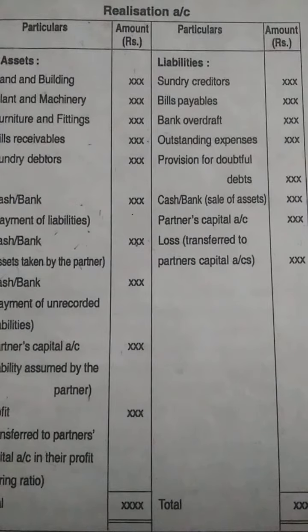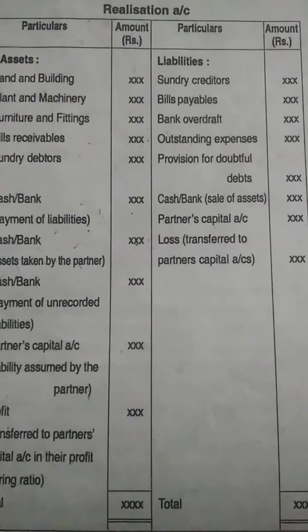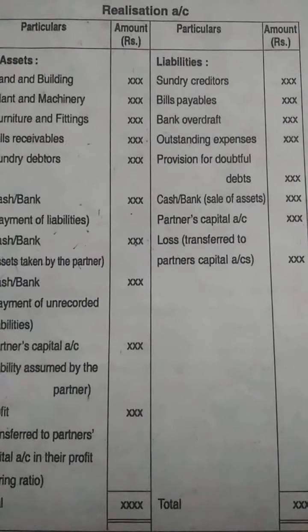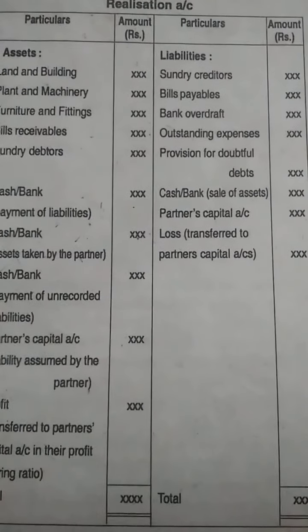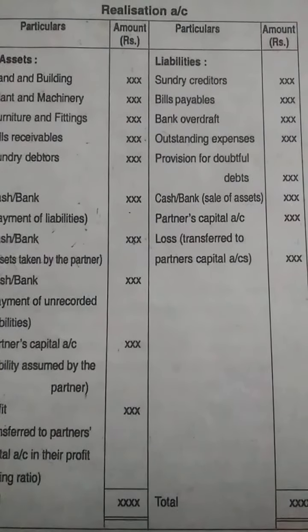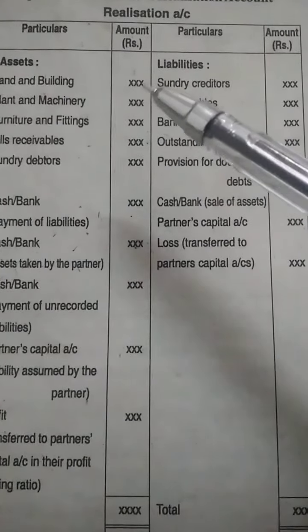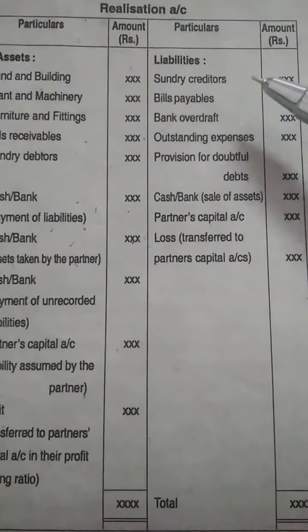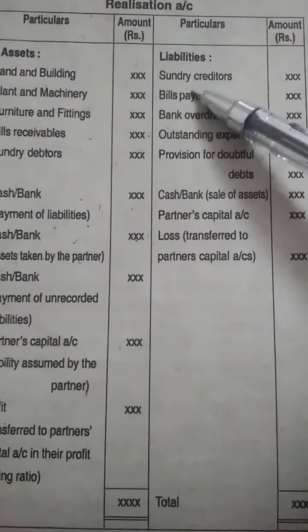So at the time of dissolution we will realize, that is we will sell all our assets and pay off all the liabilities. So here you can see the format of realization account. Realization account has two sides, that is debit side and credit side. You can see two sides here. This is the debit side and this is the credit side.